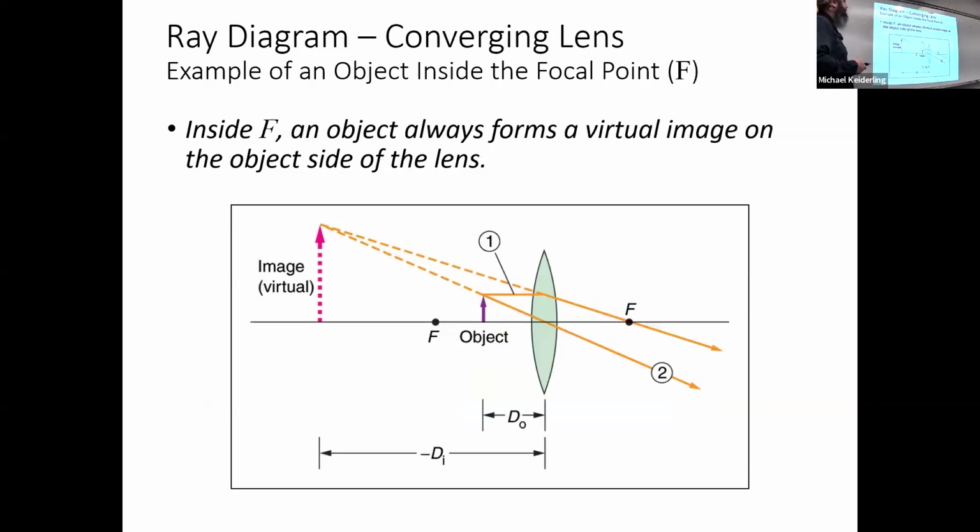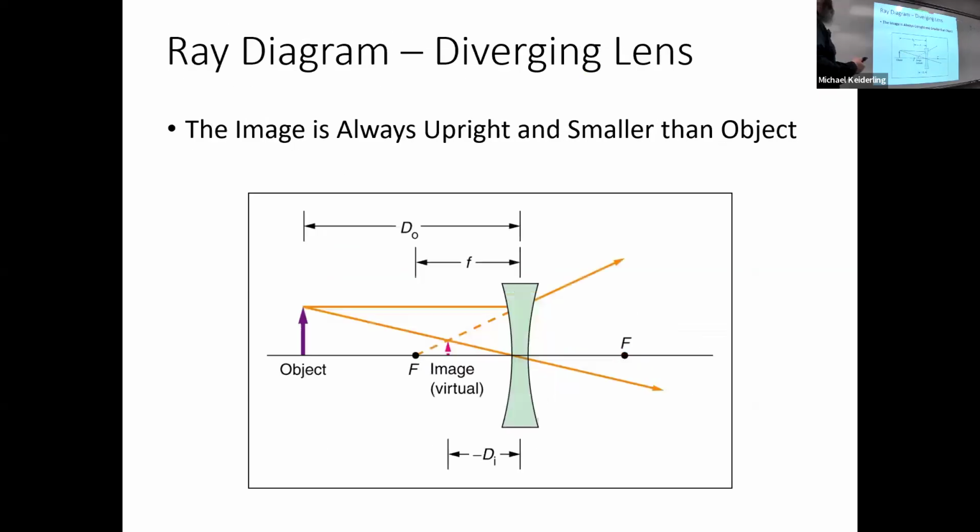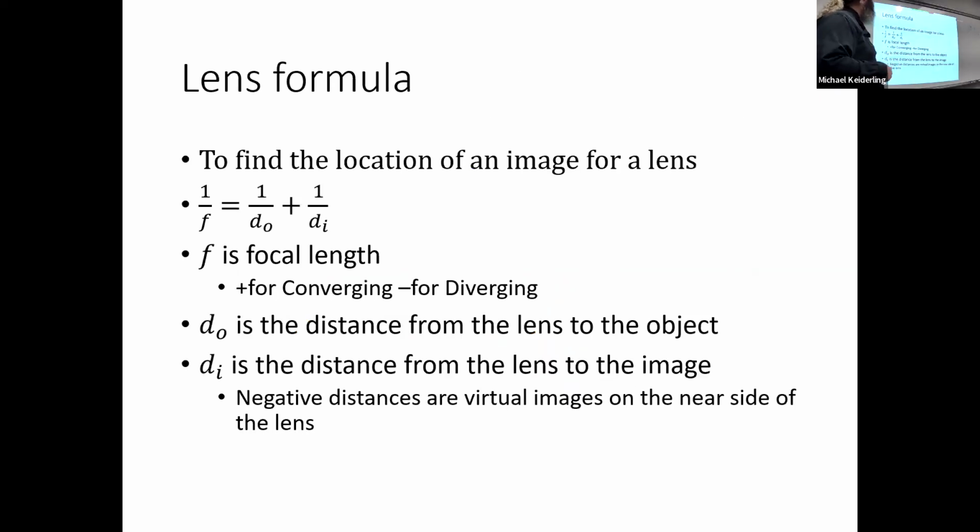Inside the focal length, the object will always form a virtual image on the object side of the lens, which will be bigger than the object. This is what's happening with a magnifying lens. And for a diverging lens, the image is always upright, smaller than the object, and virtual.